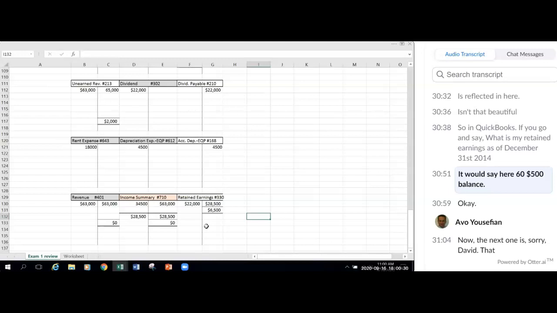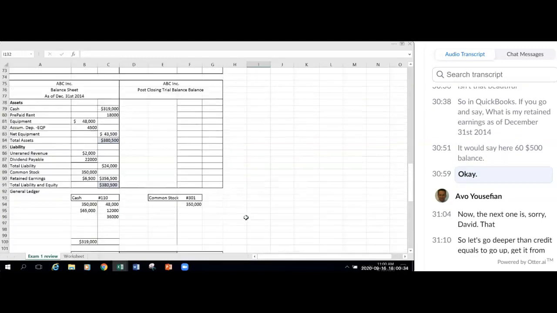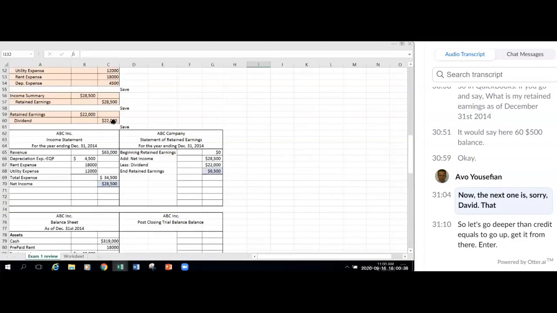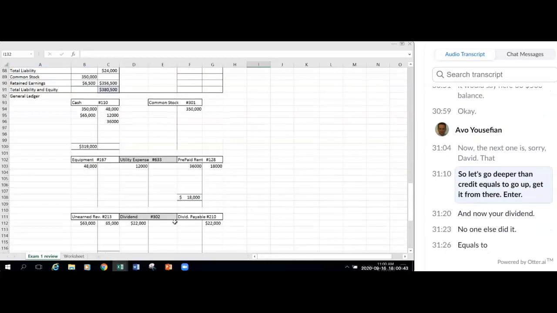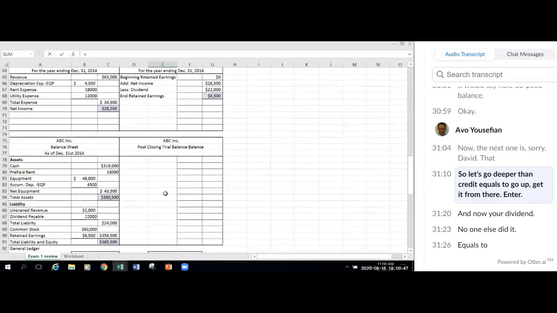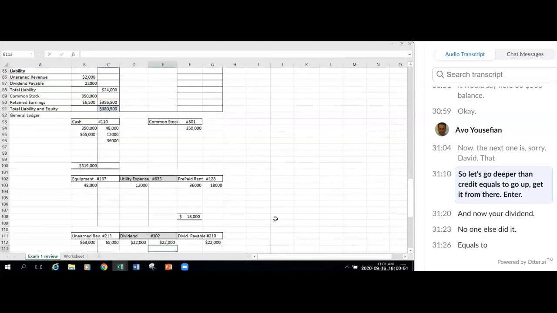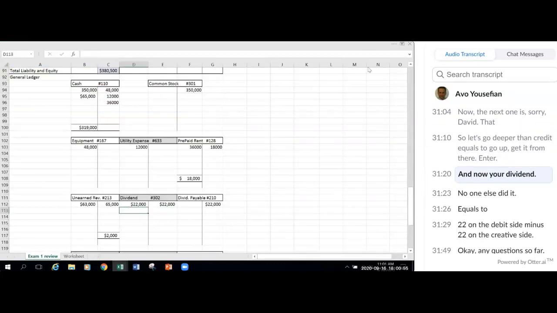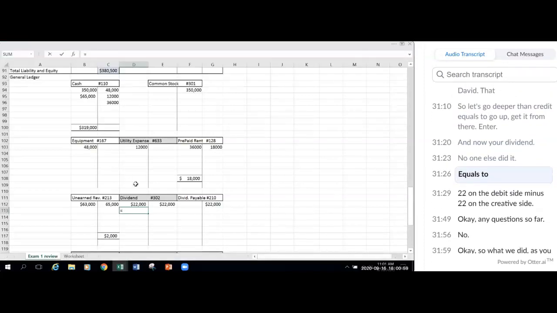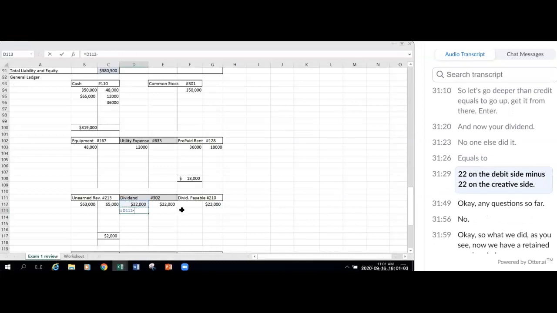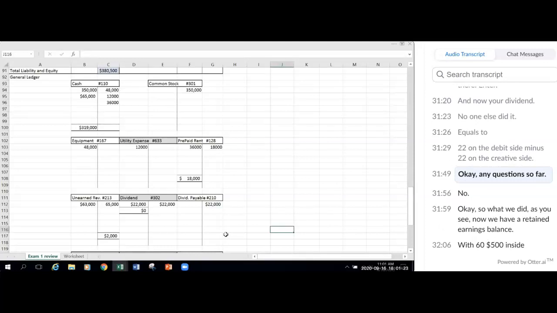Balance. Okay. Now, the next one is, sorry, dividend. So let's go dividend, credit equals to, go up, get it from there, enter. And now your dividend, normal balance debit, equals to 22 on the debit side minus 22 on the credit side, enter. Okay. Any question so far? No?